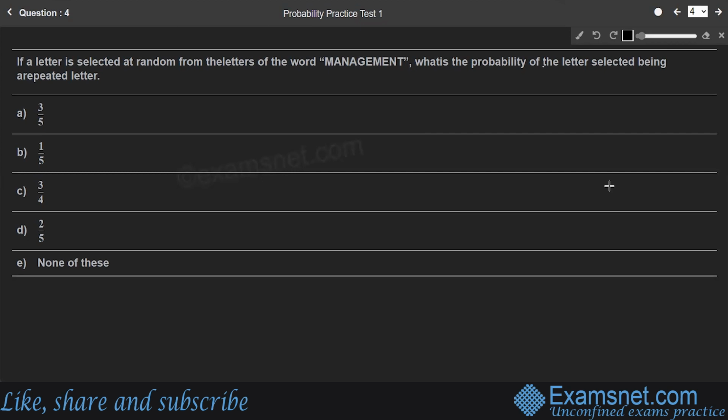Question number 4. If a letter is selected at random from the letters of the word management, what is the probability of the letter selected being a repeated letter? So here, the letters in the given word are M-A-N-A-G-E-M-E-N-T. These are the letters in which the letter M is repeated.